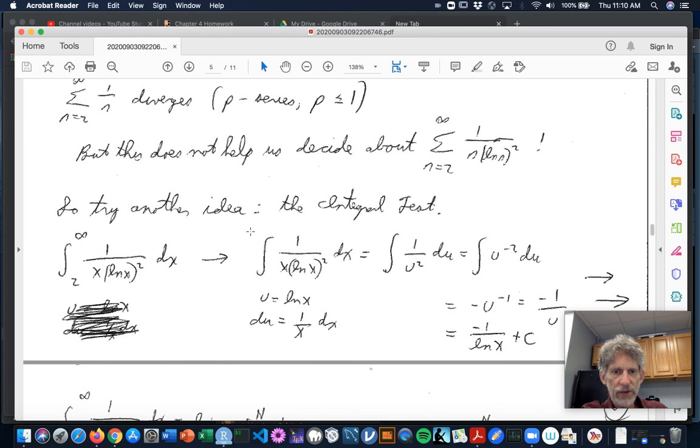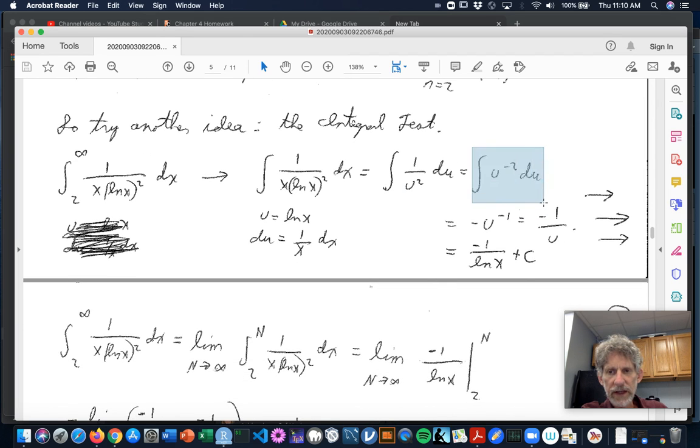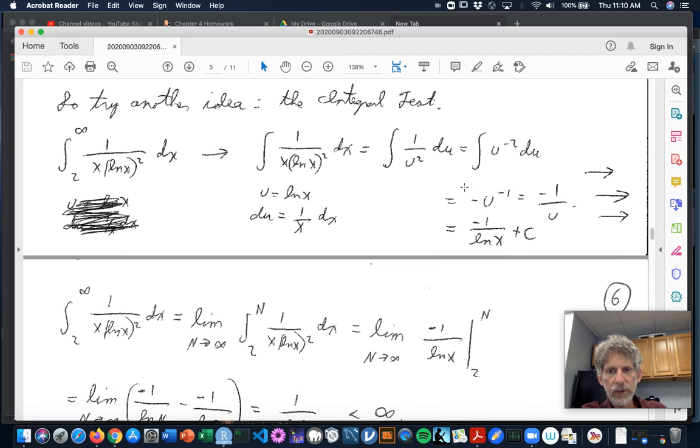I think first I'll just go for the antiderivative here. And I'll make a u substitution. U is log x. Du would be 1 over x dx. I see a 1 over x dx right in here, so I replace it with a du. I'm left with a 1 over u squared. So I got to find the antiderivative of u to the negative 2, which is minus u to the minus 1, minus 1 over u. So the full family of antiderivatives is minus 1 over log of x plus arbitrary constant.